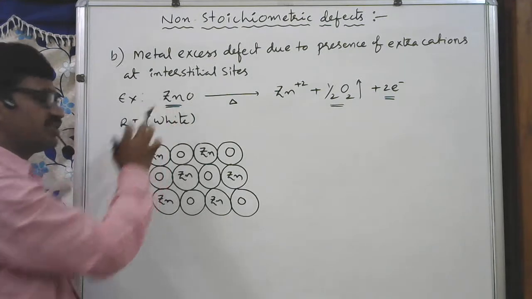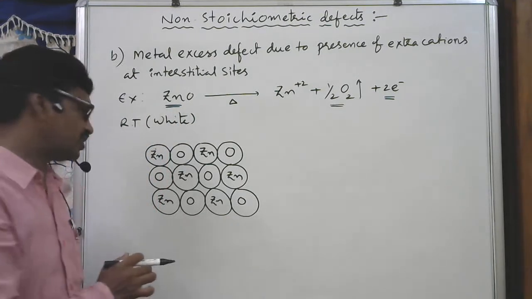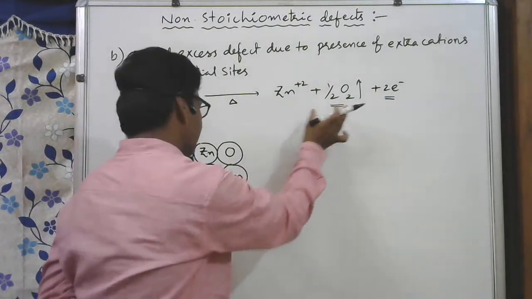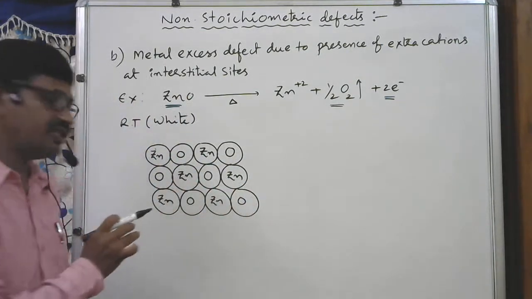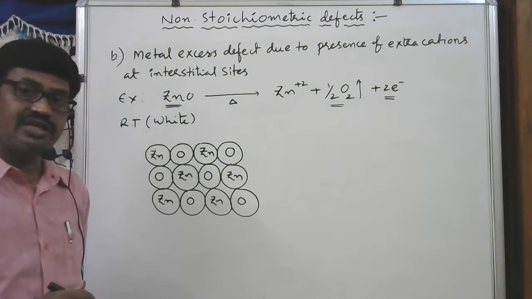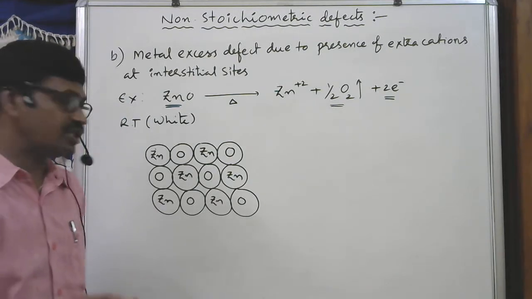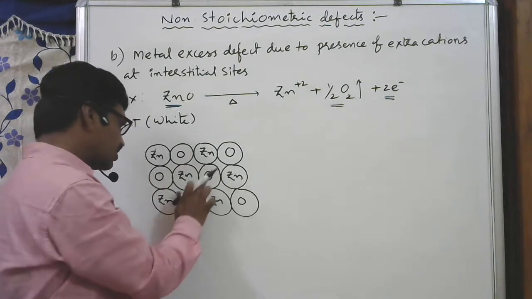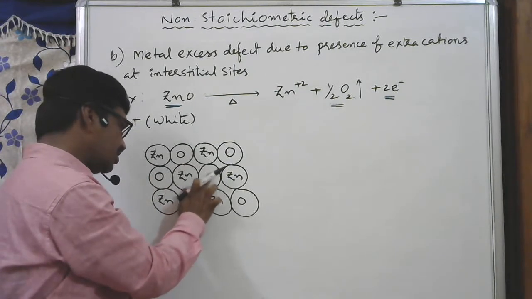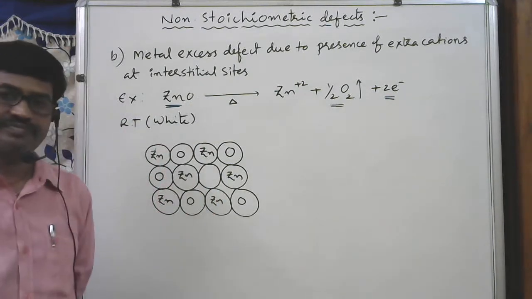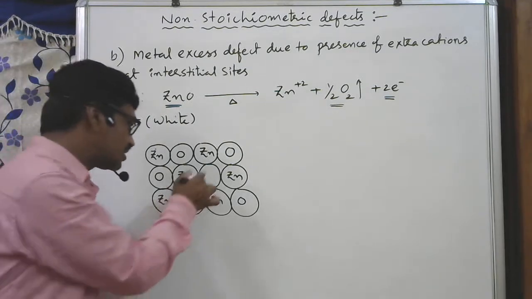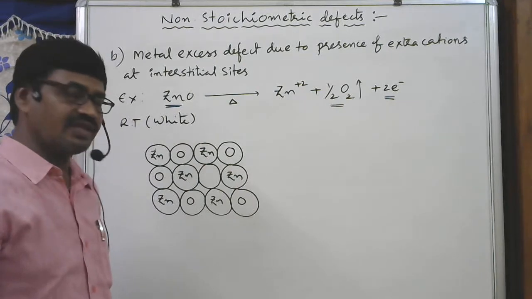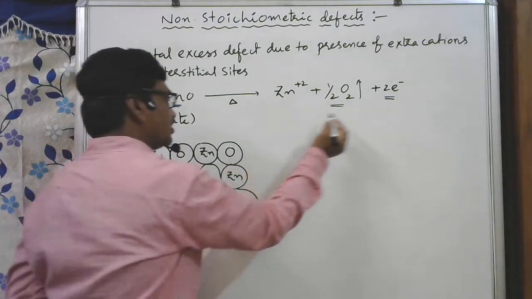Now whenever this zinc oxide crystal lattice solid is heated, one of the oxygens here is liberated, or escapes out from this lattice as O2 gas. So here one of the oxygens, this oxygen I am taking, is missing from this lattice and liberated as oxygen gas, and it releases 2 electrons.